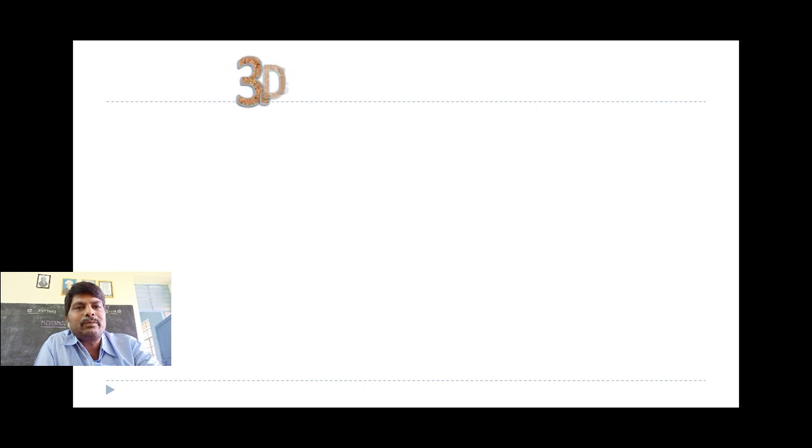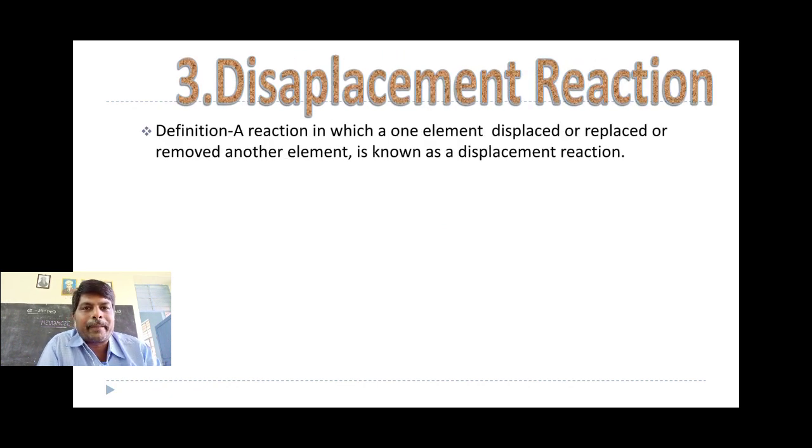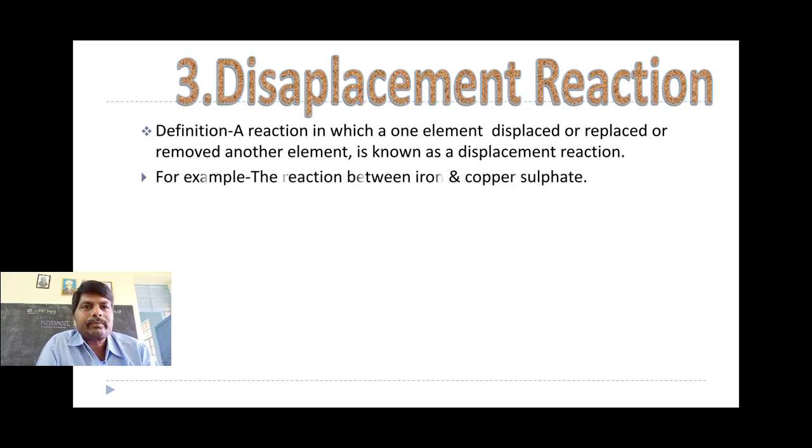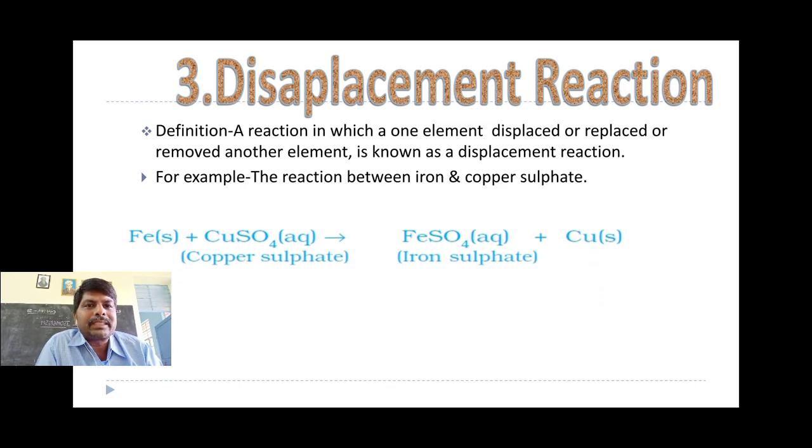So what is meant by displacement reaction? A reaction in which one element displaces or replaces or removes another element is known as a displacement reaction. For example, the reaction between iron and copper sulfate. It is an activity related to copper sulfate solution and an iron nail.